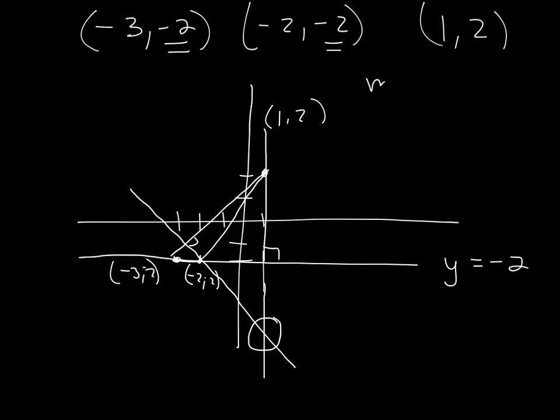So my slope of these 2 endpoints, this one right here and this one right here, so talking about this line, is going to be 2 minus a -2 over 1 minus a -3. What is 2 minus a negative? Minus a negative is plus a positive, right? So that'll equal 4. And 1 minus a -3, minus a negative again is plus a positive, so that'll give me 4. So the slope of this line right here is 1.